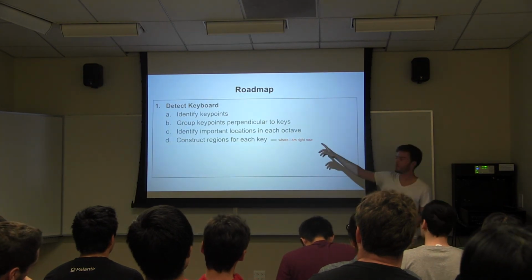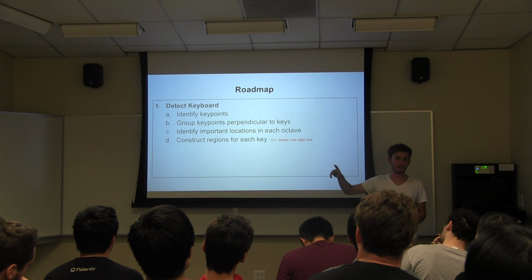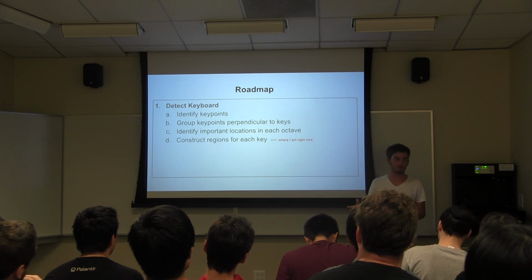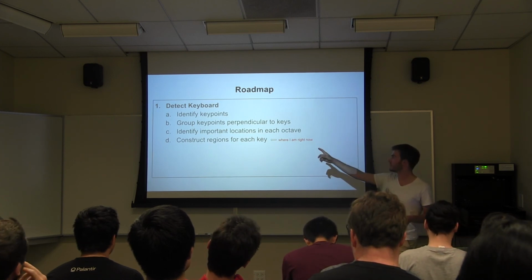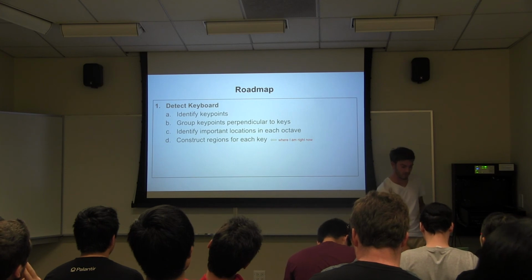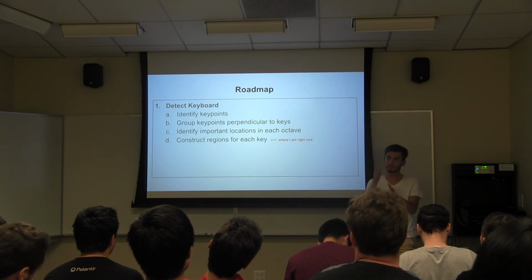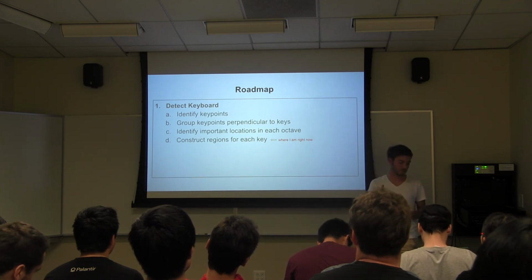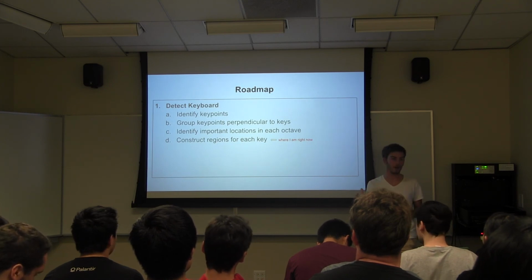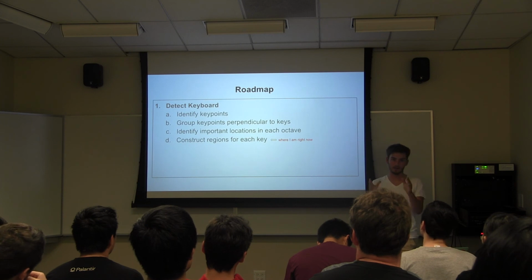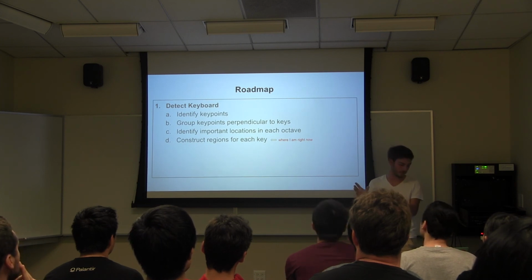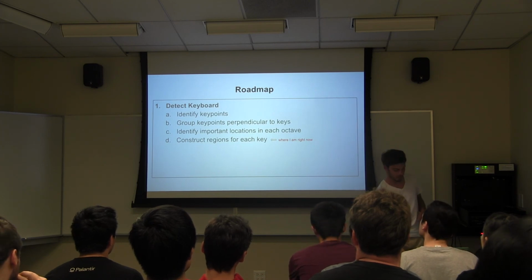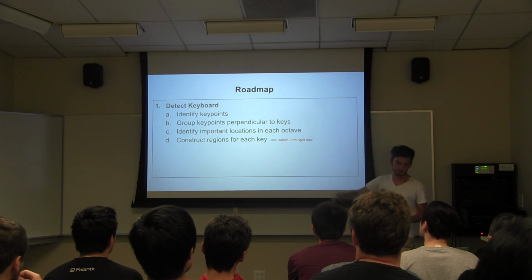So the roadmap: first I want to detect the keyboard before I can detect which keys are being pressed. I'm going to identify key points, and group the key points by lines perpendicular to the keys. I'll show you what that means. From that, I'm going to identify each octave. An octave is a doubling of the tonal series in music. Then from that, I can construct the regions for each key, and that's where I'm currently figuring out a good way to construct those regions.